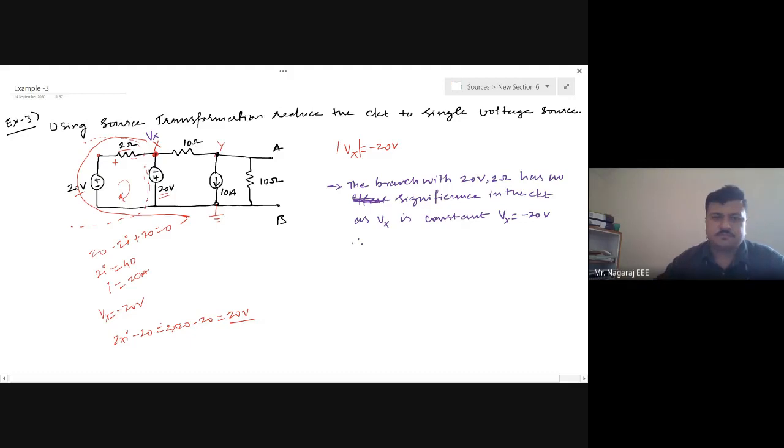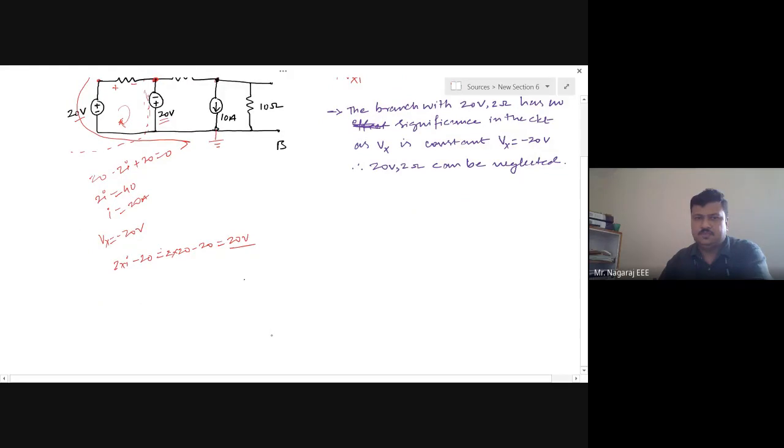Therefore, 20 volt 2 ohm can be neglected. Okay. Now, redrawing the circuit, by neglecting 20 volt and 2 ohms.